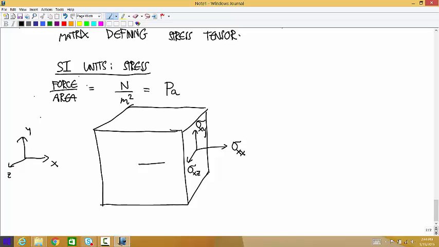Okay, and then on the positive z face, we have the same kind of things. The one coming out of the z face, what would be the name for that? Yep, ZZ. How about the one in the positive x direction? ZX, ZY, and then on the y face, there's YY, YX, and YZ.